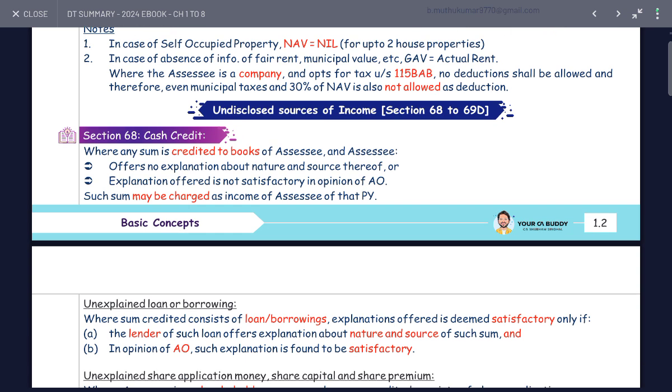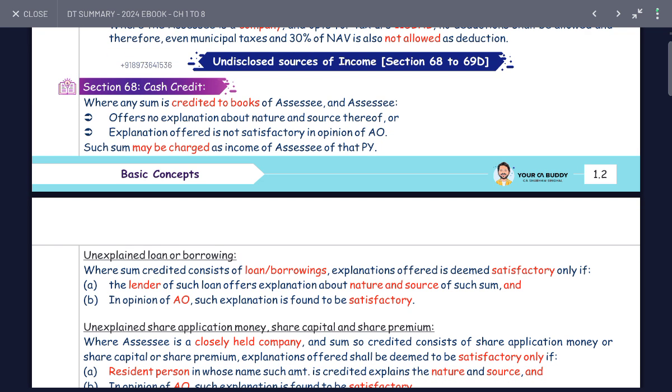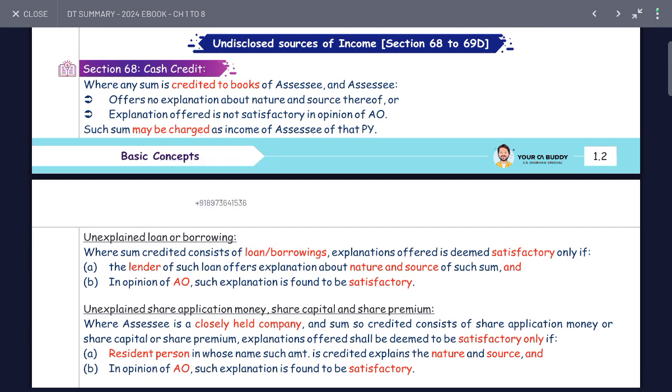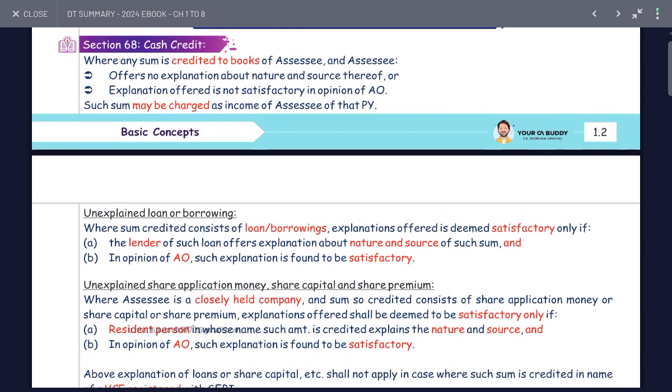Undisclosed sources of income: Section 68 to Section 69D. Section 68, cash credit: where any sum is credited in the books of the assessee and the assessee offers no explanation about the nature and source, or the explanation offered is not satisfactory in the opinion of the AO, such sum may be charged as income of the assessee for the previous year.